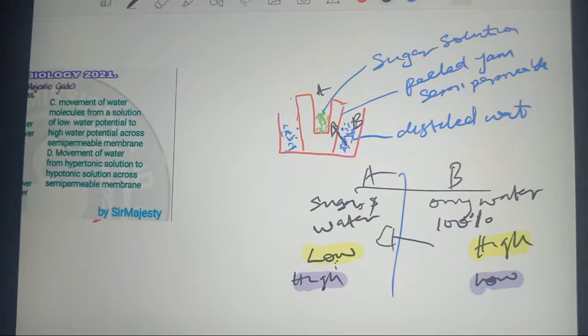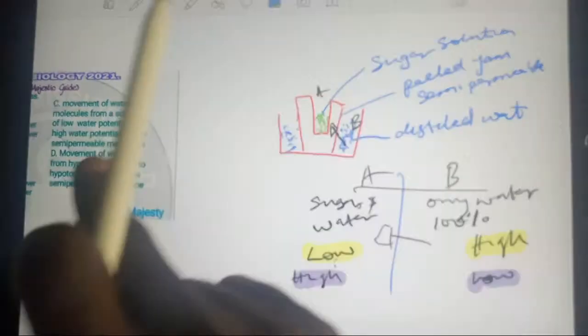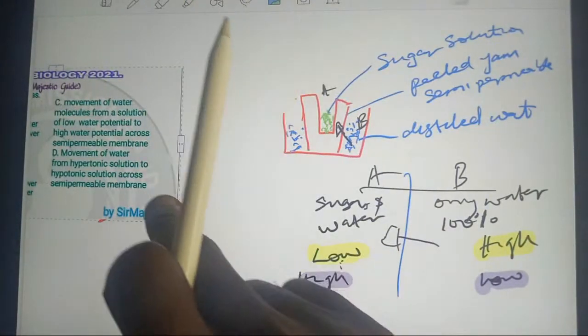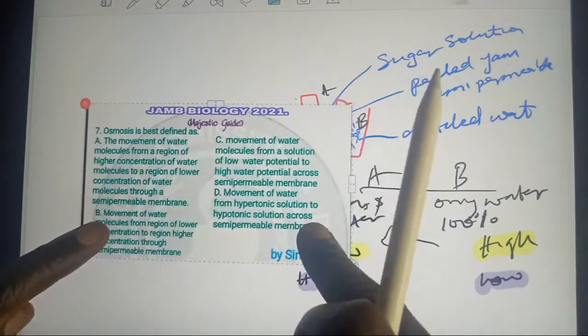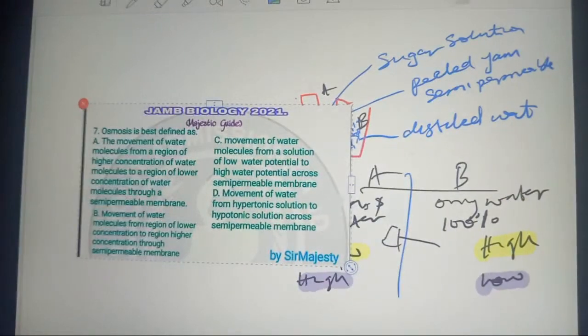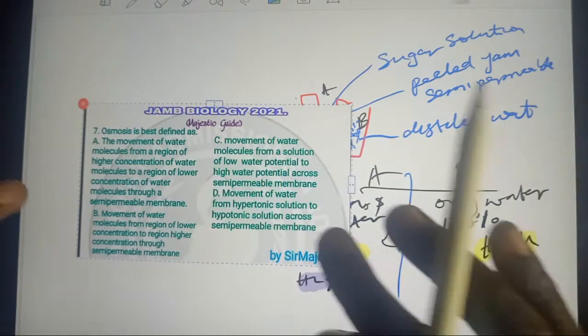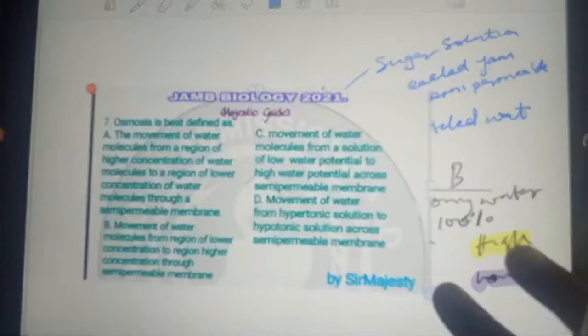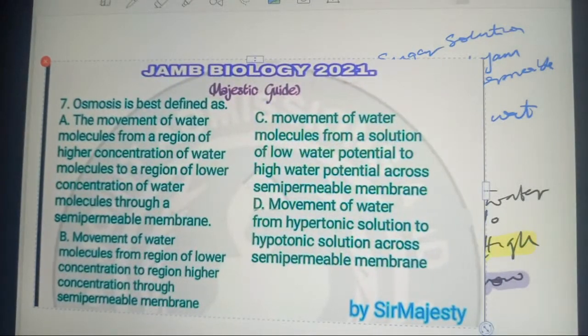So osmosis is a passive transport. Therefore, it depends on concentration gradient, meaning molecules move from where they are high to where they are low, and that's what we call passive transport. So please, looking at that question, the correct answer is A, the movement of water molecules from region of higher concentration of water to region of lower concentration of water through a semi-permeable membrane, which means you can confidently define osmosis as the diffusion of water molecules. So osmosis can be seen as diffusion of water molecules.